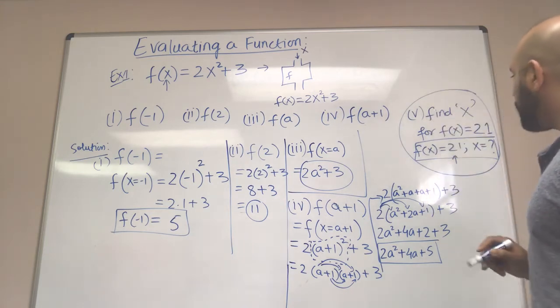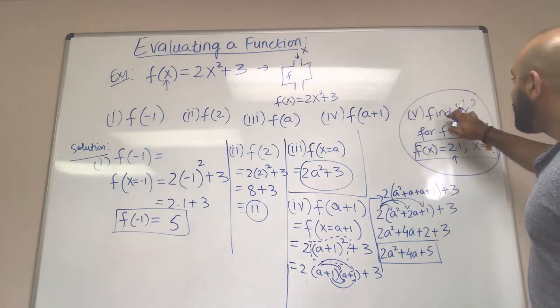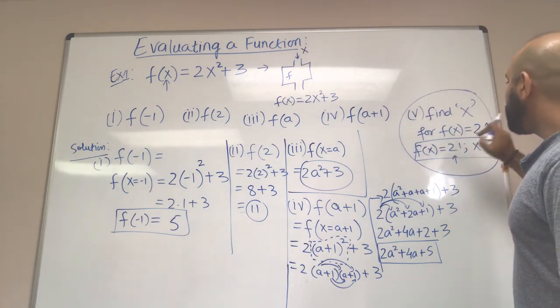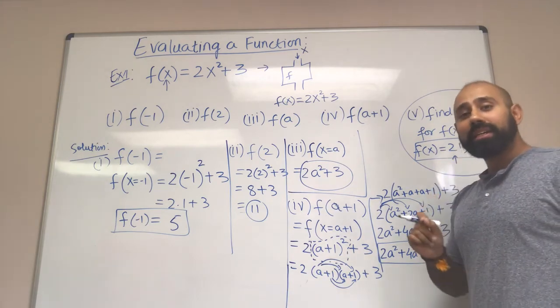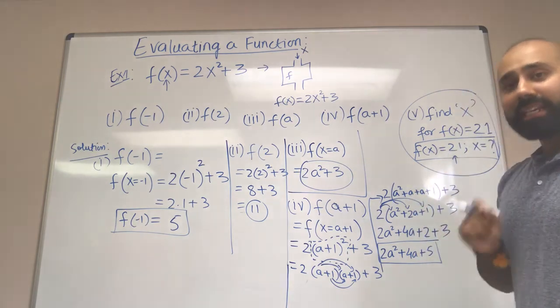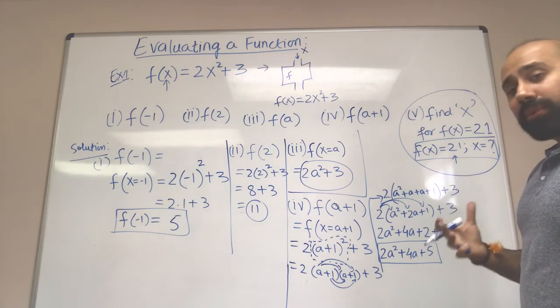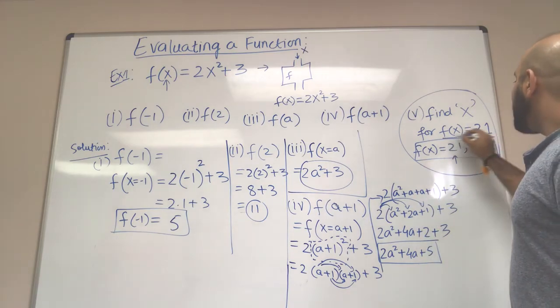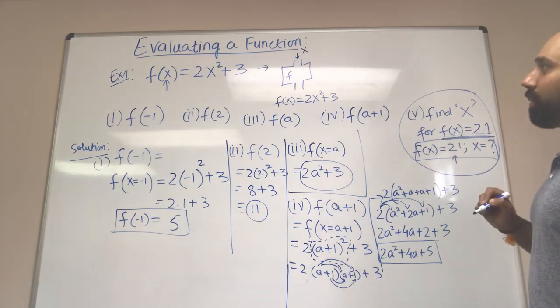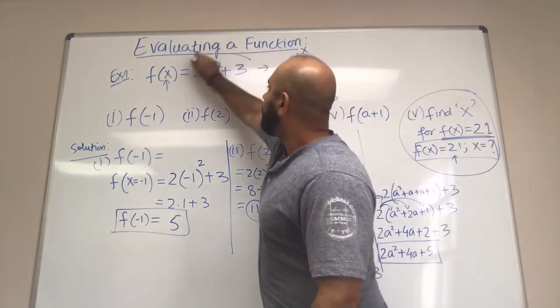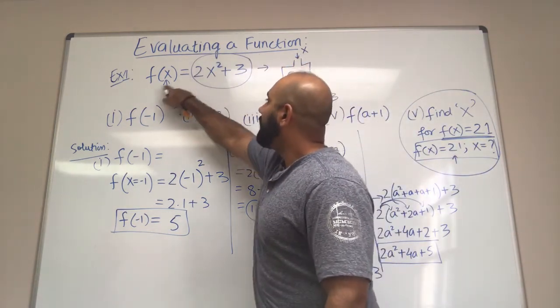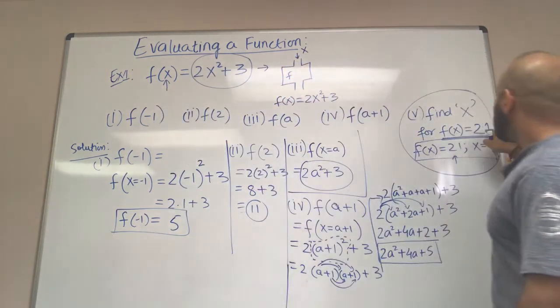So for this last one, if you look carefully, it says find x when f of x is 21. So it is not giving us the value for x. It is asking us to find the value for x when the output is 21, f of x is 21. So this whole thing, because this whole thing is f of x, is equivalent to 21.